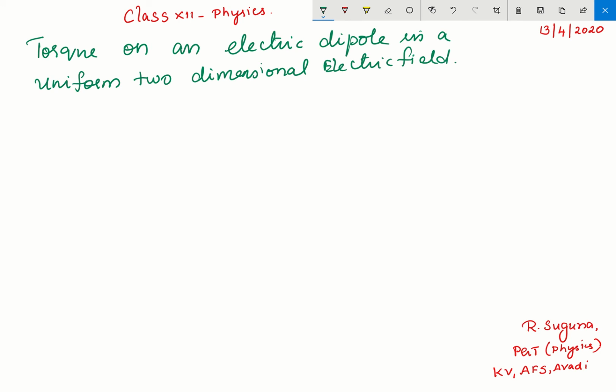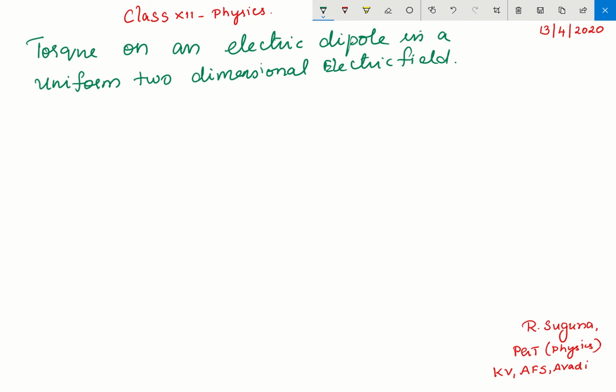First, what is a uniform electric field? How do we represent it? Electric field lines of a uniform electric field, I think we have not discussed. It will be two-dimensional, in which the electric field is the same both in magnitude and direction. Then you can say it is a uniform electric field, like uniform velocity, uniform acceleration.